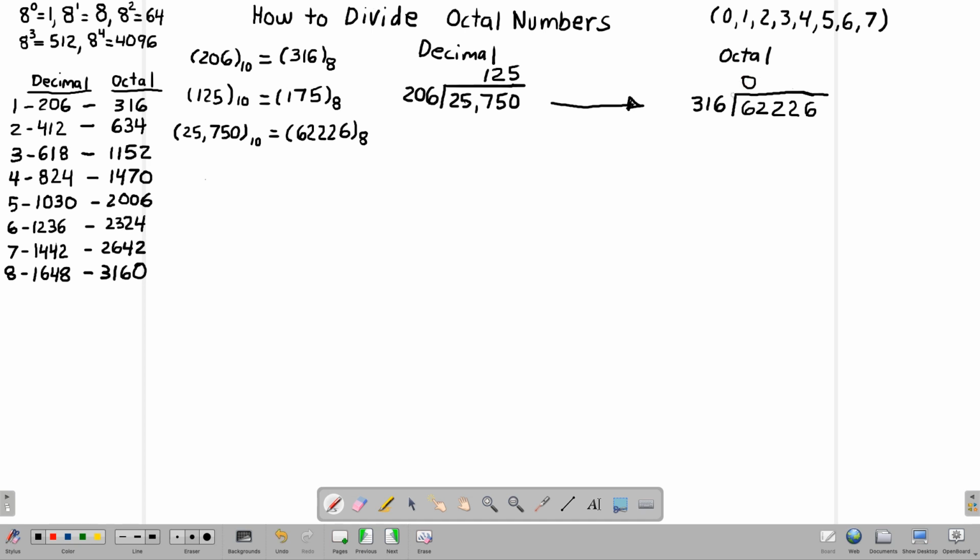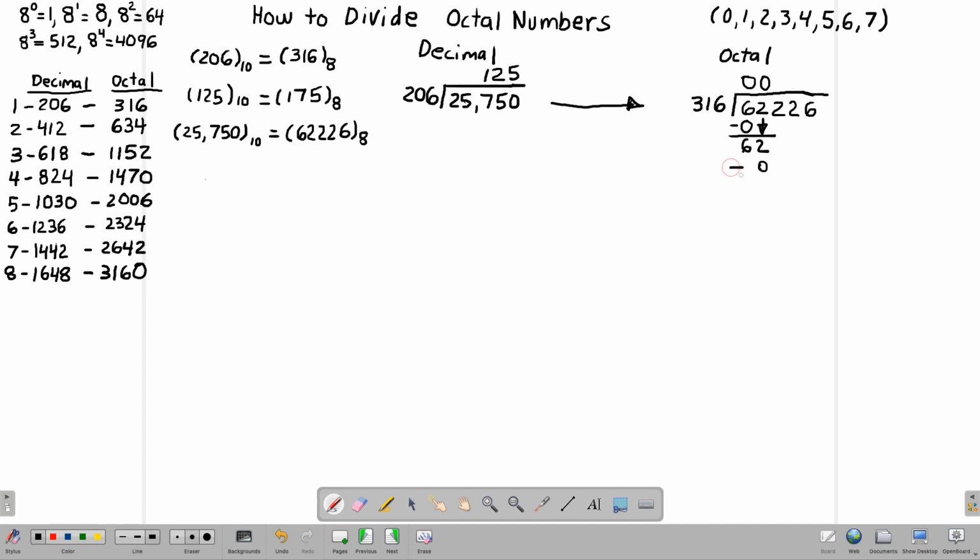And then we say 0 times 316 is 0. Then we subtract. We get 6. And we bring down the 2. And so this leaves us with 62. So we start the process all over again. 62. Does 316 divide into the value 62? The answer is no. So we put a 0 to the top here. And then the next step is multiply 316 times 0, and we get 0.